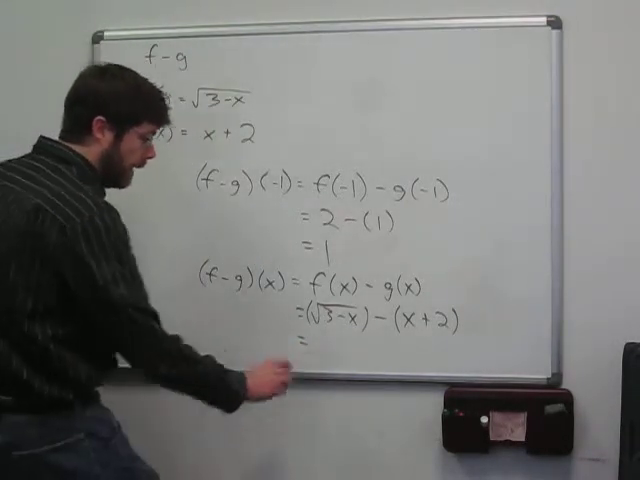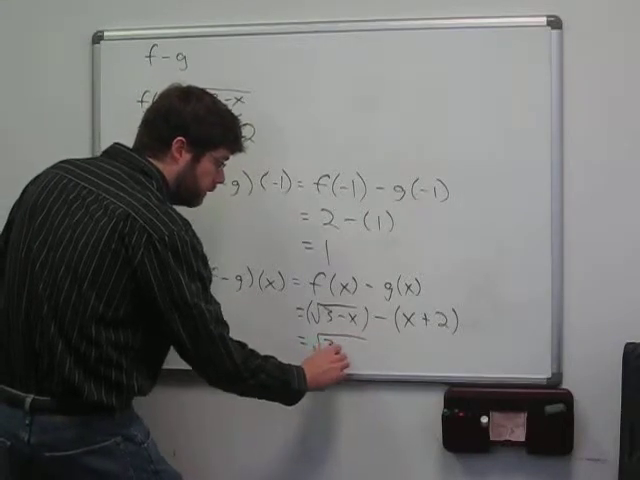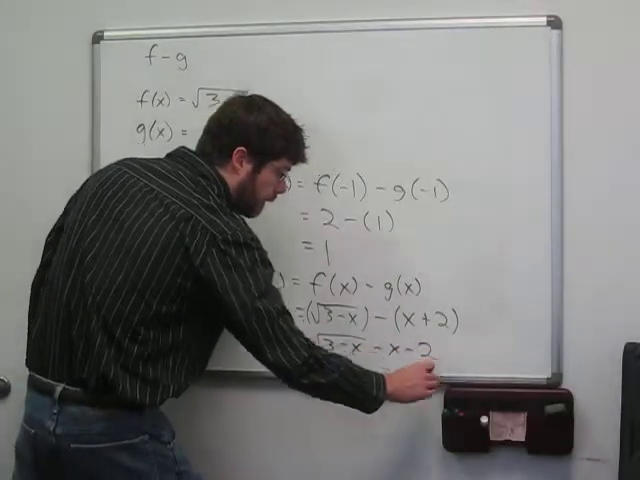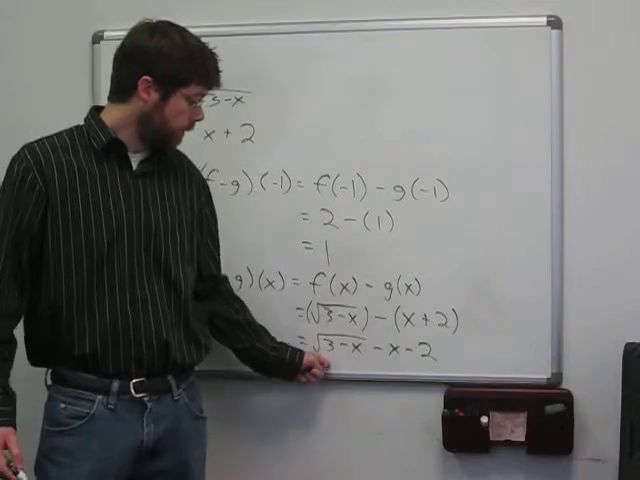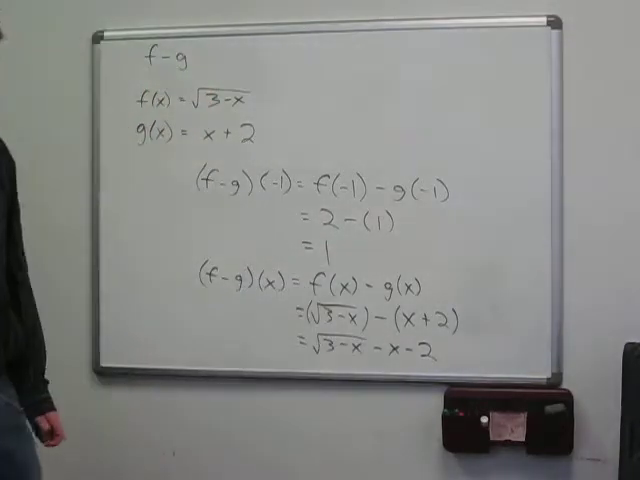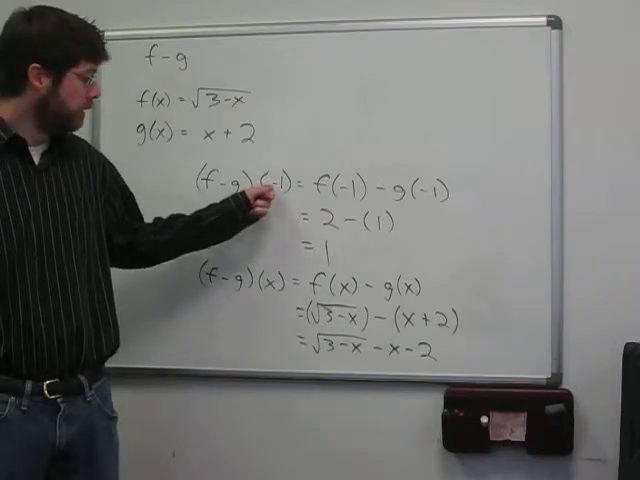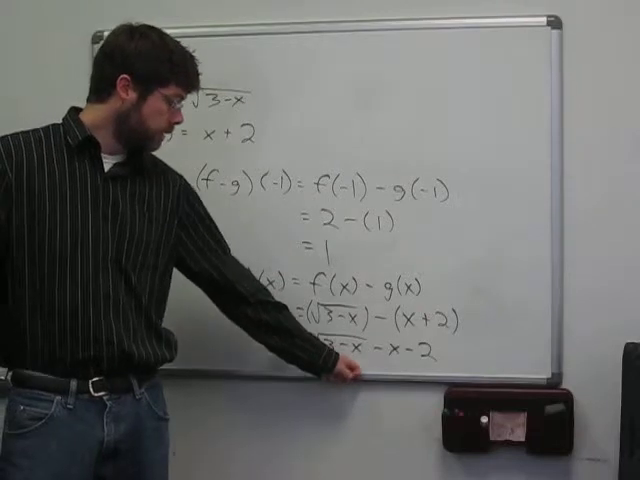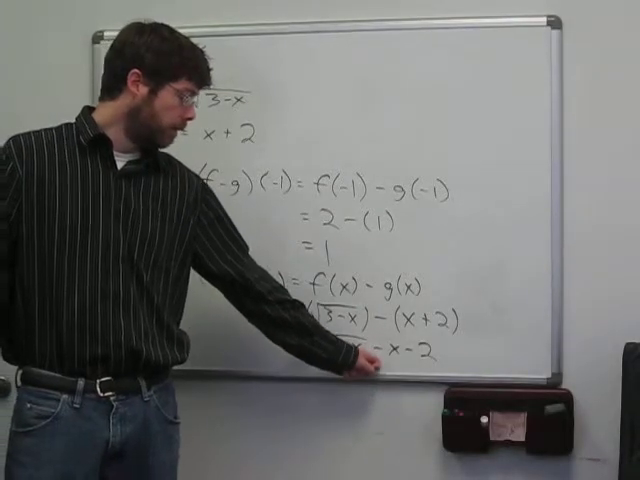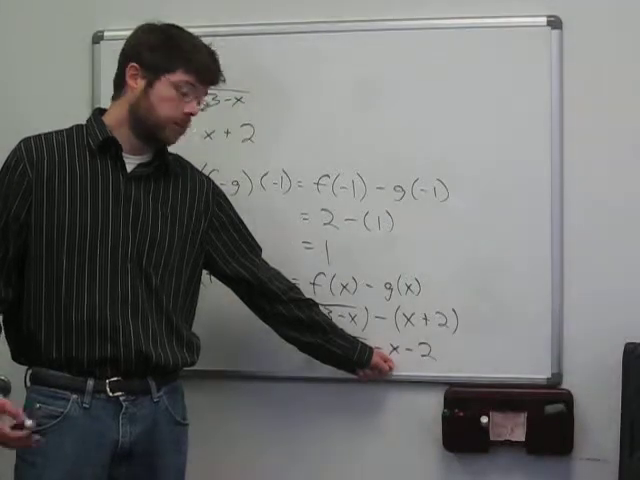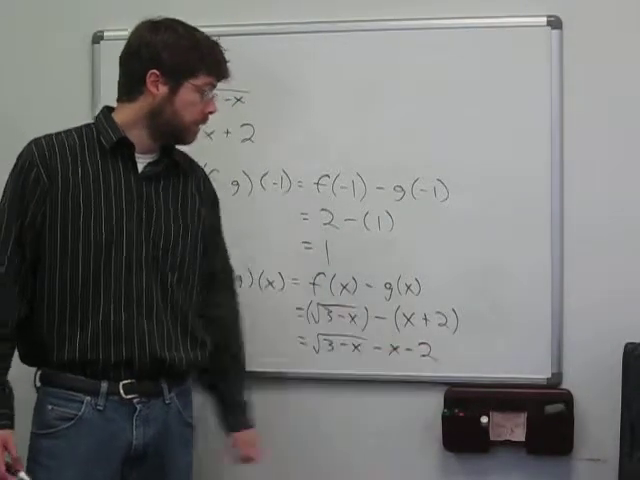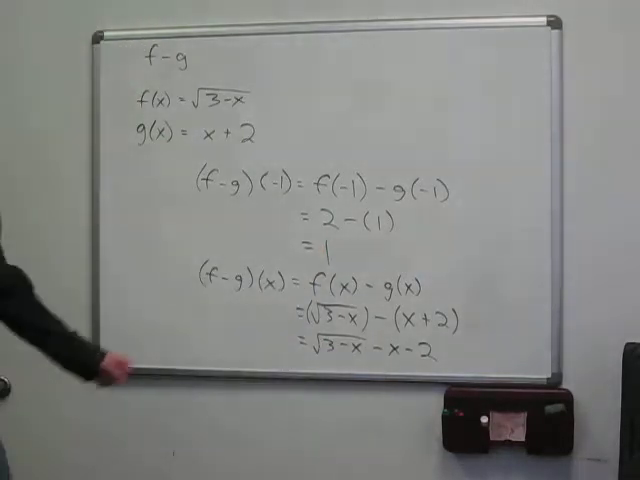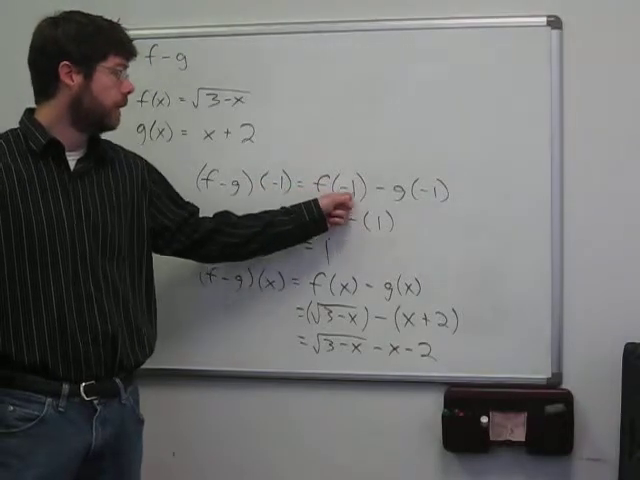Now at this point we would combine like terms. None of these terms are like, but we will distribute the negative sign to get the square root of 3 minus x minus 2. And again, notice if we plug in a -1 into this formula, we are going to get the square root of 4, which is 2, minus a -1, which is really adding 1, so we get 3 minus 2, which will be 1. So we're going to get the same result as just taking f of -1 and subtracting g of -1.